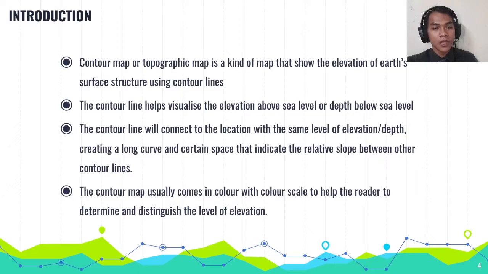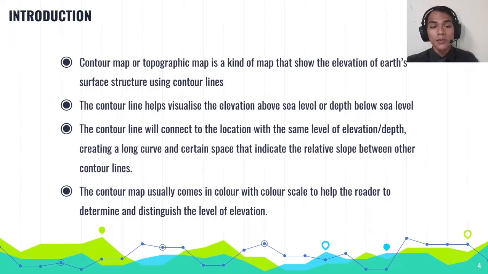Introduction. Contour map or topographic map is a kind of map that shows the elevation of Earth's surface structure using contour lines. The contour line helps visualize the elevation above sea level or depth below sea level. The contour line will connect locations with the same level of elevation or depth, creating long curves and certain spaces that indicate the relative slope between other contour lines.